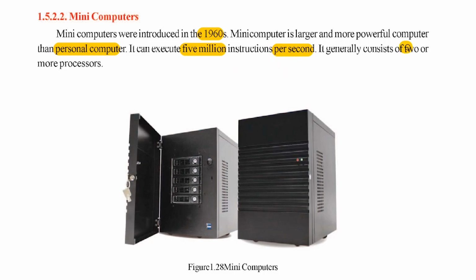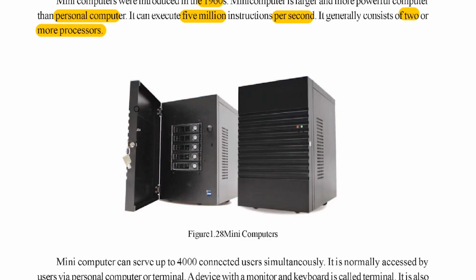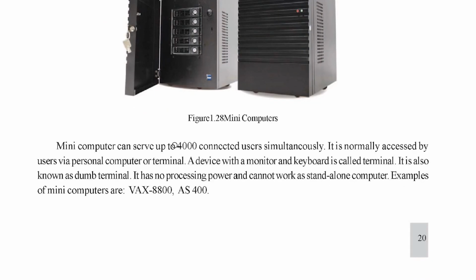It generally consists of 2 or more processors. Normally personal computers have only 1 processor, maximum 2 processors, while minicomputers have a minimum of 2 or more. When you have many processors, you can execute more instructions, and it also supports many users, like server-oriented systems. Minicomputers can serve up to 4,000 connected users simultaneously, so 4,000 users can connect to the server and use it without any disturbance.